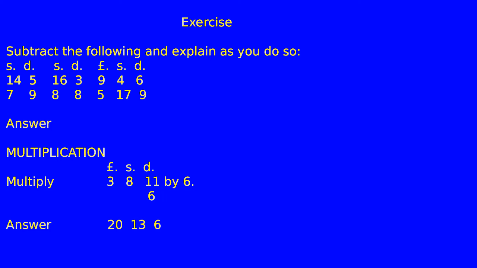Exercise. Subtract the following and explain as you do so. Pounds, shillings, pence: 14, 5, 16; 3, 9, 4; 6, 7, 9; 8, 8, 5; 17, 9. Answer. Multiplication. Pounds, shillings, pence: multiply 3, 8, 11 by 6. Answer: 20, 13, 6.